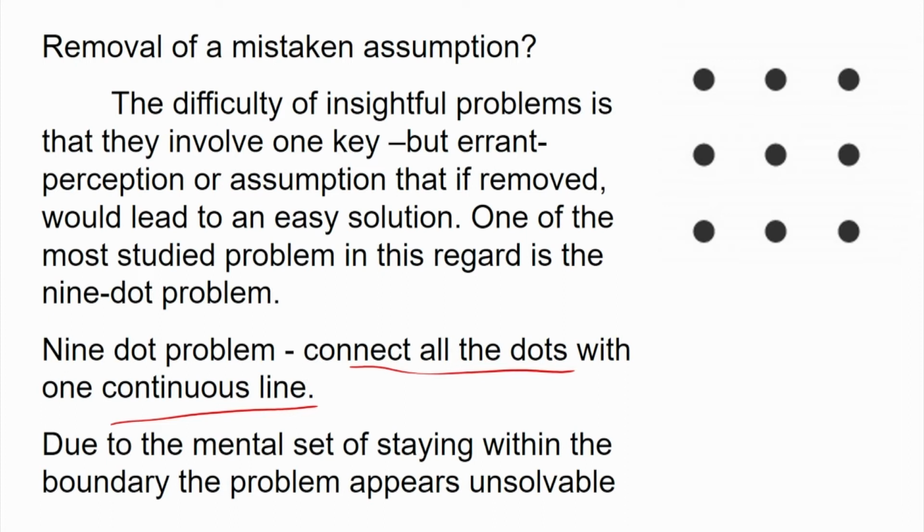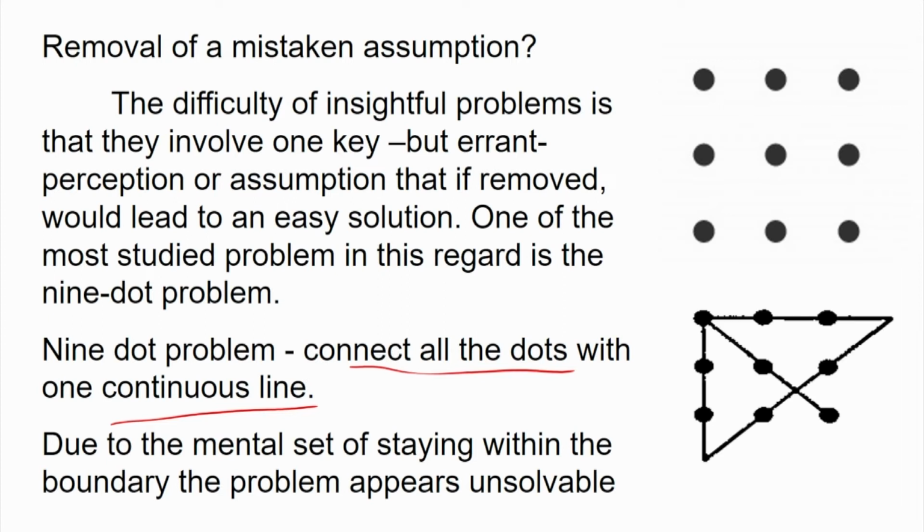Basically, joining these dots with one line is not possible. This is the solution, right? And as you realize that this solution exists, and this is the only solution to this particular problem, you start from here, and this is what you do, and then you come up with the final solution. This is what the solution is all about. Right. So, what prevents you from solving this problem?